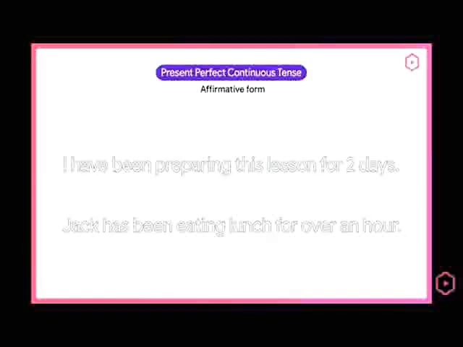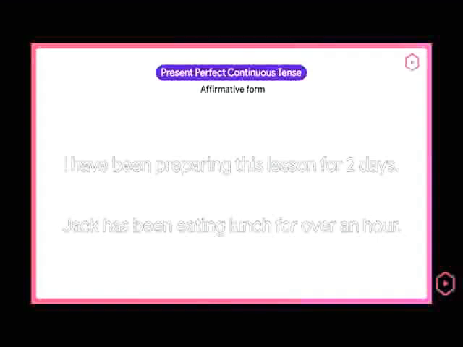So here are some examples of present perfect continuous tense: I have been preparing this lesson for 2 days. One thing more, students, whenever we mention time in the sentence, we use for or since in present perfect continuous tense.